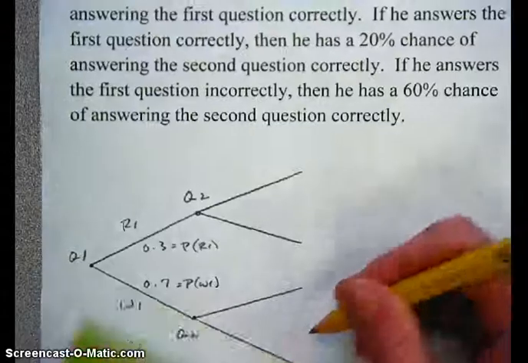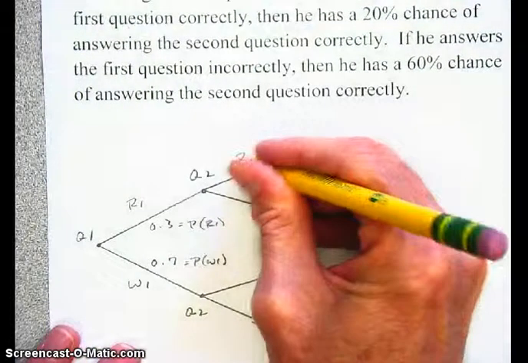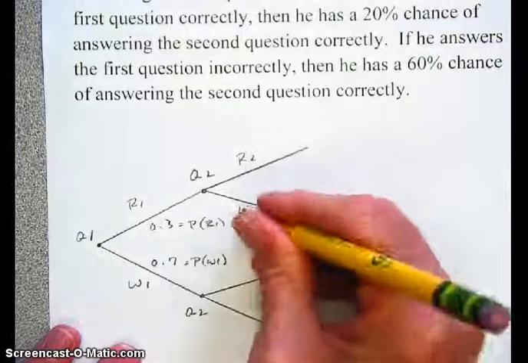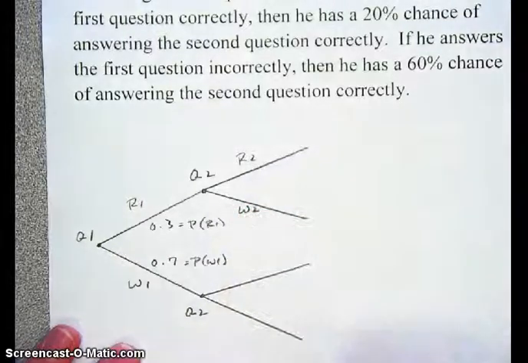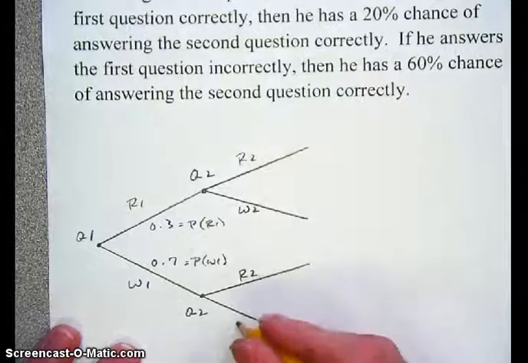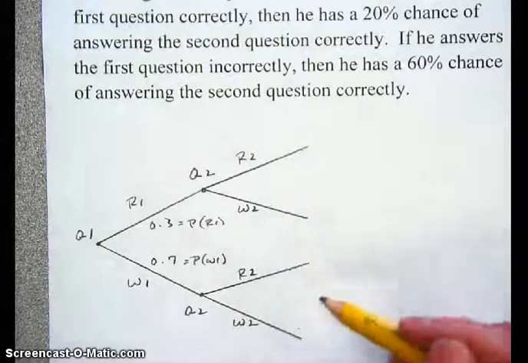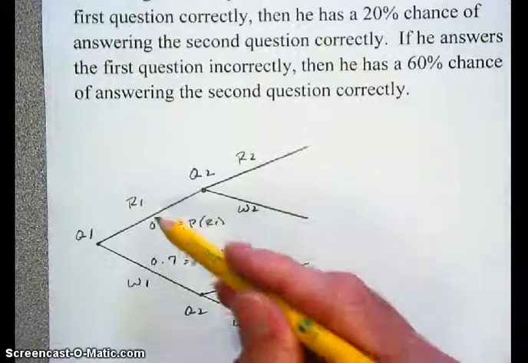And they will indicate on each branch what that branch represents. This branch right here represents getting the second question right, and this one represents getting the second question wrong. Down here we also have the possibility of getting the second question right or the second question wrong. Now the probabilities we're going to put in here and here are going to depend on what happened on the first question.